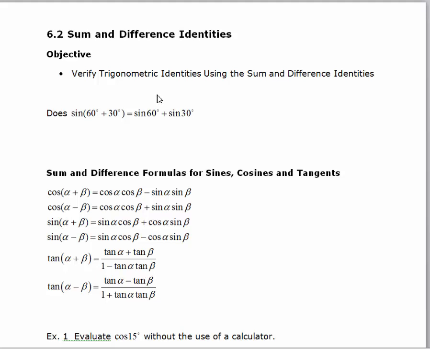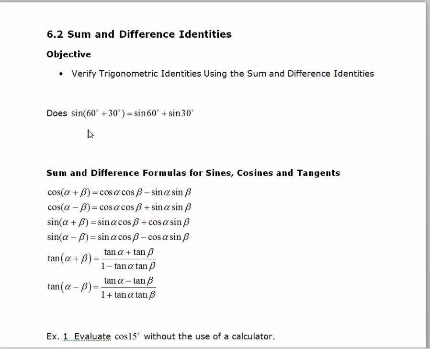In this lesson we're going to verify trigonometric identities using the sum and difference identities. Before we look at the actual identities, I want to answer one question. Does the sine of 60 degrees plus 30 degrees equal the sine of 60 degrees plus the sine of 30? Another way of asking that question is, does the sine of a sum equal the sum of the sines? The best way to answer this is to evaluate each side.